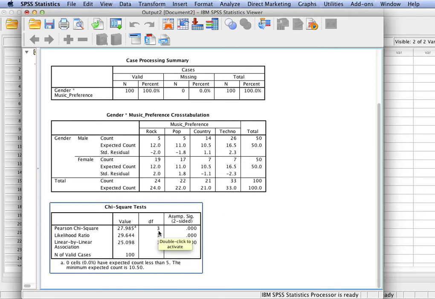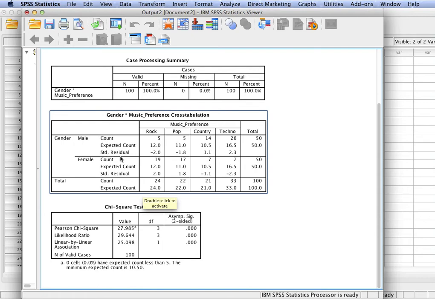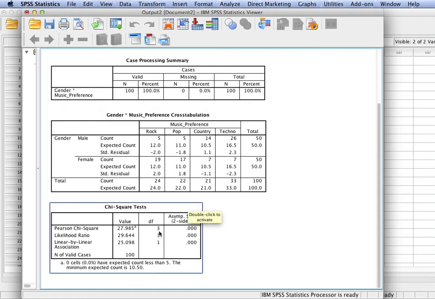So we have 27.985 with our degrees of freedom. If you recall, the degrees of freedom is calculated by taking the number of levels for one variable minus 1, and multiplying it by the other variable minus 1. In this case, gender minus 1 is 1, and music preference minus 1 is 3, so we have a total of 3 degrees of freedom. So a chi-square value of 27.99 for 3 degrees of freedom is significant. So we can conclude that there is no issue there.